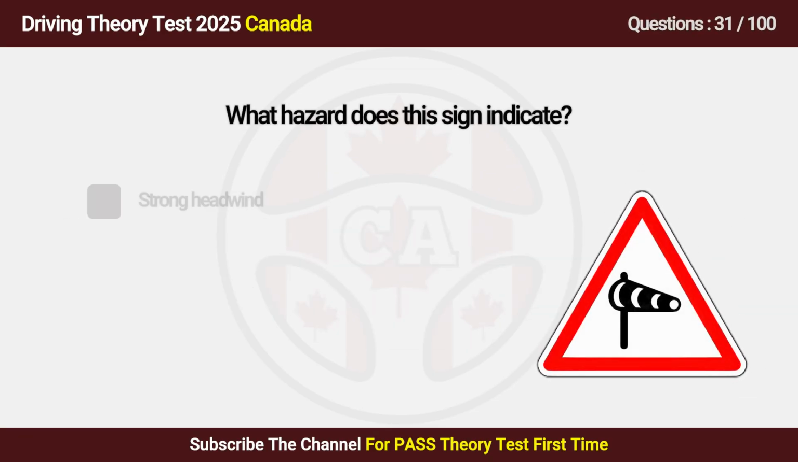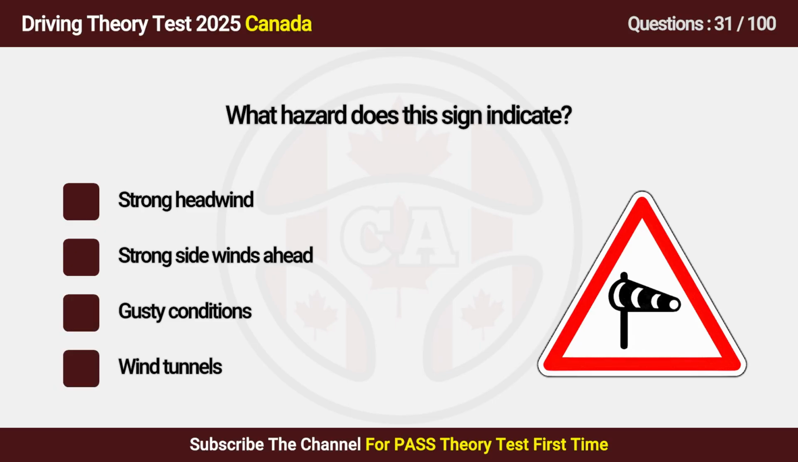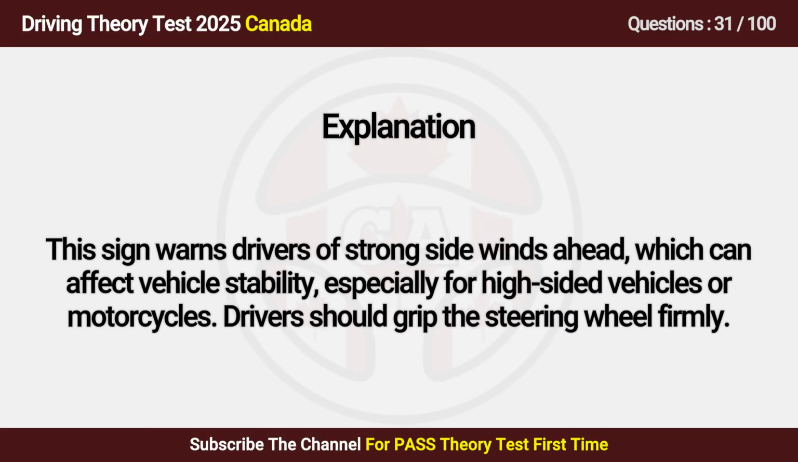Question 31. What hazard does this sign indicate? A. Strong headwind. B. Strong side winds ahead. C. Gusty conditions. D. Wind tunnels. Answer is B. Strong side winds ahead. This sign warns drivers of strong side winds ahead, which can affect vehicle stability, especially for light vehicles or motorcycles. Drivers should grip the steering wheel firmly.